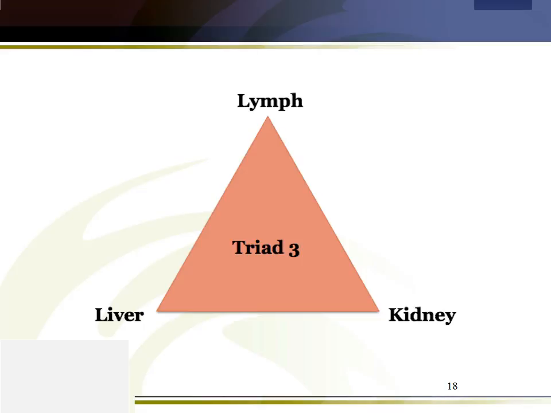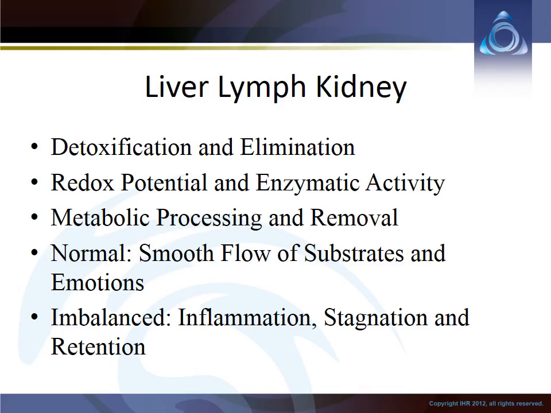And in turn, we can see how the body begins to fill up with heavy metals and chemicals, but also emotions and traumas, and how we deal with those over time. This is sort of that notion of medical toxicology, which finally is getting some good and legitimate recognition. So liver, lymph, kidney, it's sort of detoxification and elimination, redox potential and enzymatic activity. So it's the balance of inflammation and oxidative stress. It's our ability to process and remove these environmental pollutants.